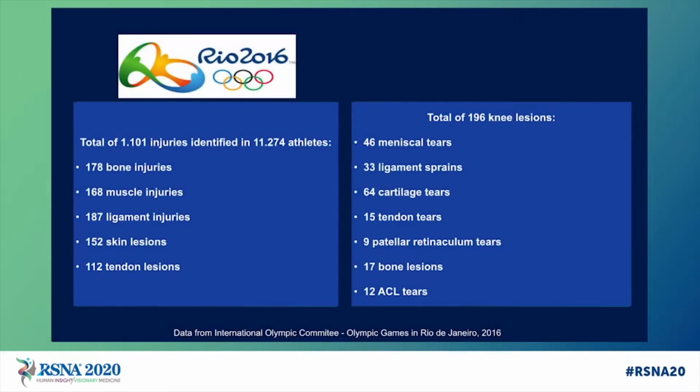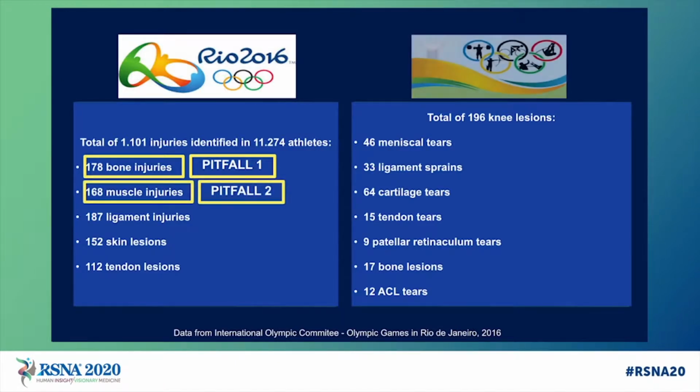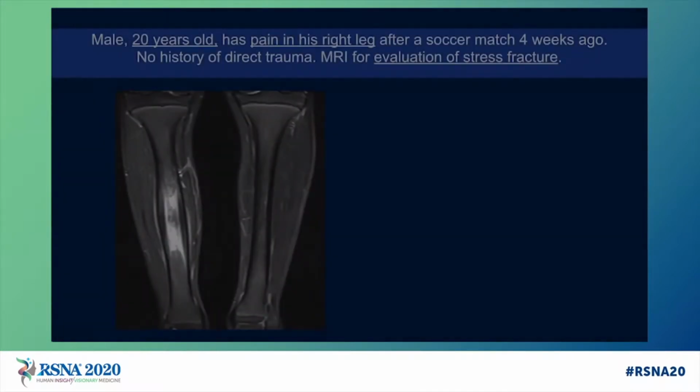I'm going to show 3 pitfalls according to the most common lesions at the Olympic Games of 2016. We can see here that for the first pitfall, we are going to talk about bone injuries, the second muscle injuries, and the third meniscal tears. So let's see this case.